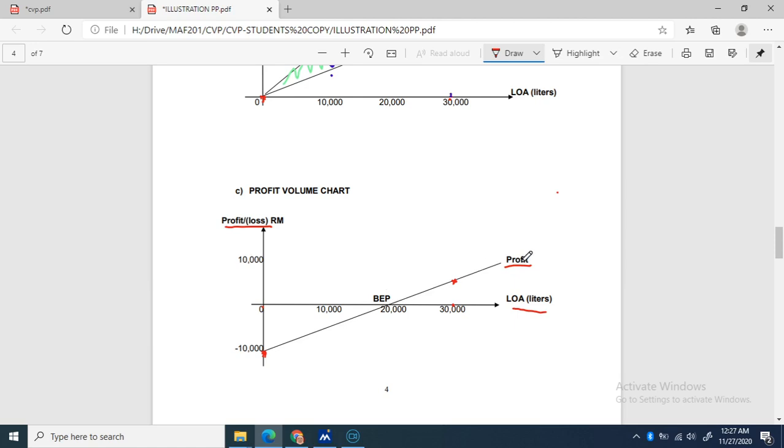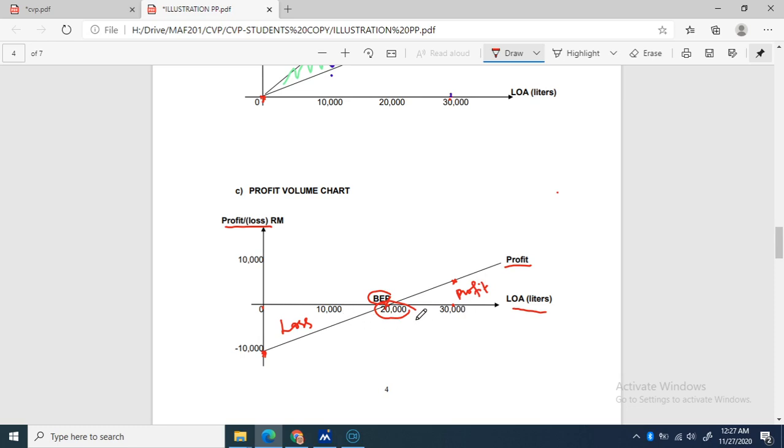When the profit line meets the x-axis, this is BEP. From here you get BEP is 20,000 liters, where the profit is 0. So this is the profit chart. Below the x-axis is the loss area. Above the x-axis is the profit area.